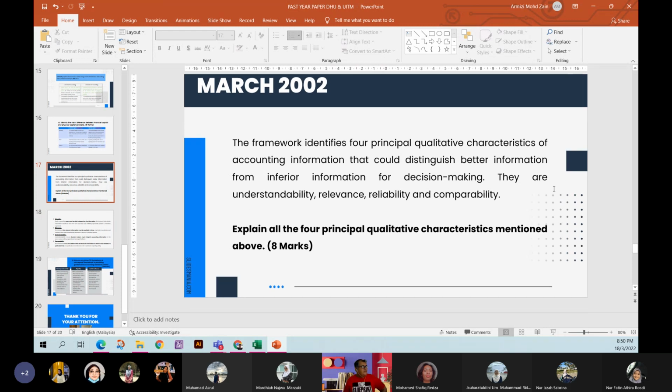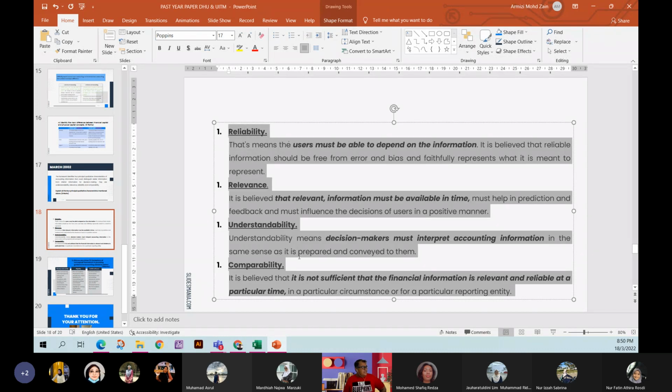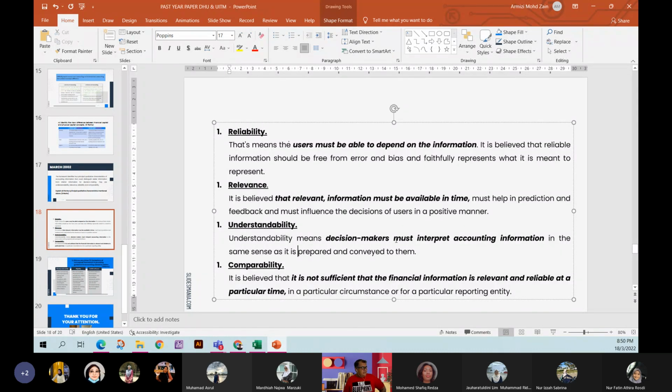It is believed that understandability means the decision maker must interpret accounting information in the same sense of people. Ni pun jawapan dia tak begitu mengancam sangat ni. Understandability means the decision maker must interpret accounting information in the same sense as it is prepared and conveyed to them. Sekarang ni, company nak provide useful financial information. Financial information tu must be understandable. Lepas tu, means decision maker must interpret accounting information. It is believed that it is not sufficient that financial information is relevant.